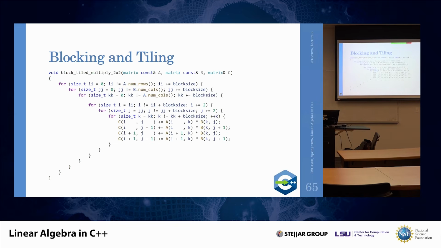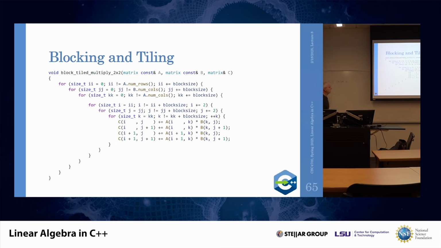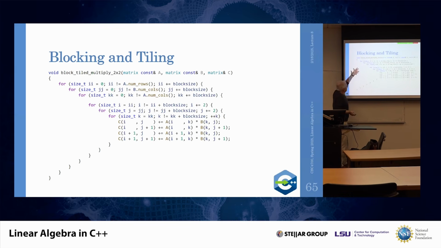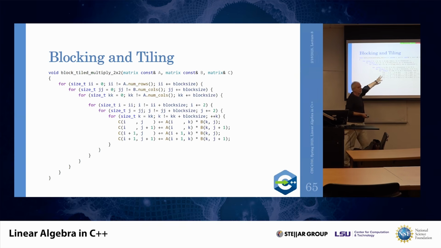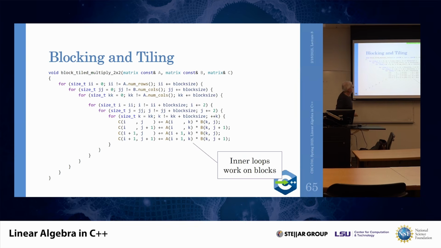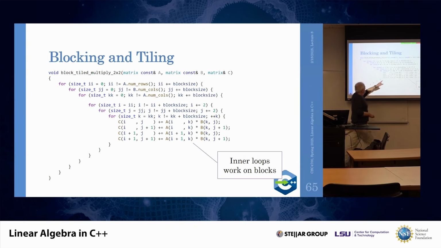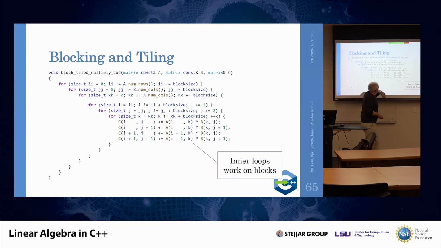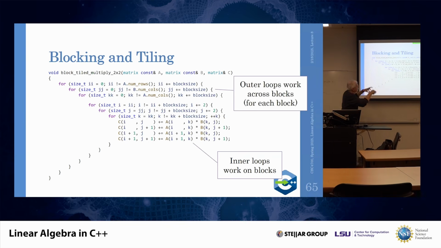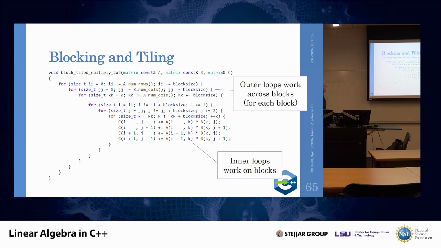Okay, so just for your interest, this is code which now has suddenly not 3 loops but 6 loops, and the outer loop goes over the blocks, and the inner loop does the matrix multiplication for each of those blocks. So the inner loop works with the blocks. You see it goes from k to k plus block size, and the outer loop iterates over these blocks of the matrices.